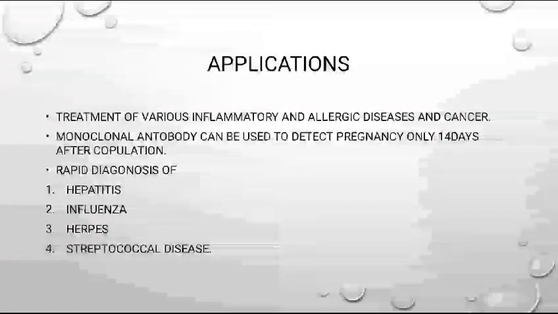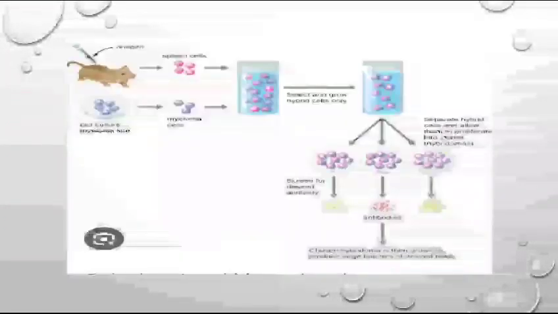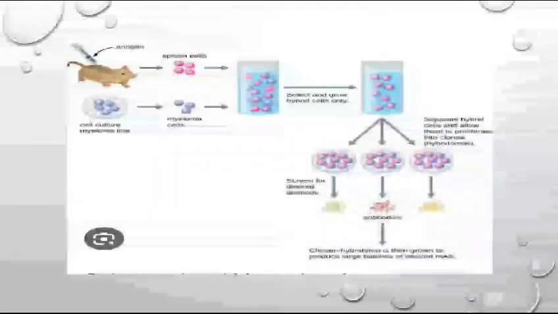The applications of monoclonal antibody production include treatment of various inflammatory and allergic diseases and cancers. Monoclonal antibodies can be used to detect pregnancy only 40 days after copulation, and in the rapid diagnosis of hepatitis, influenza, herpes and streptococcal diseases. This is the diagram showing the production of monoclonal antibodies. That's all. Thank you.